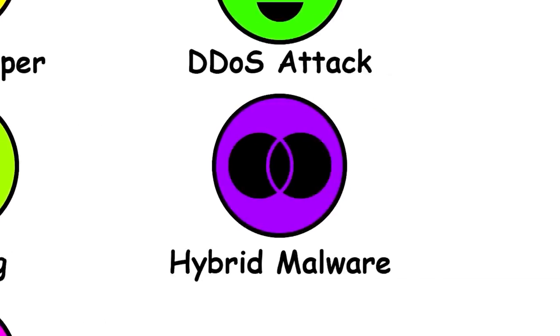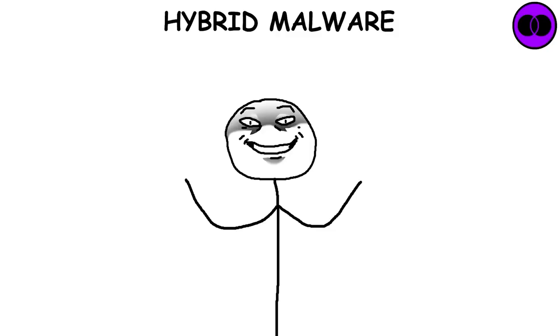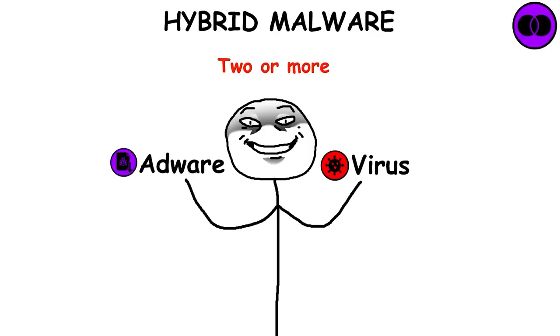Hybrid malware. This term refers to the contemporary use of two or more types of malware by an attacker in a single attack. Most of the time, these combinations consist of Trojans and worms, or adwares and viruses.